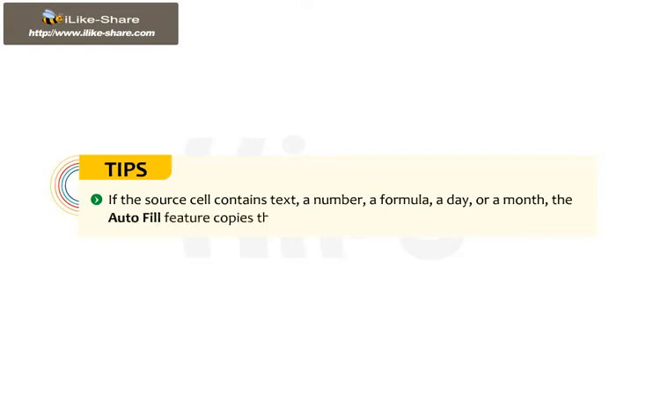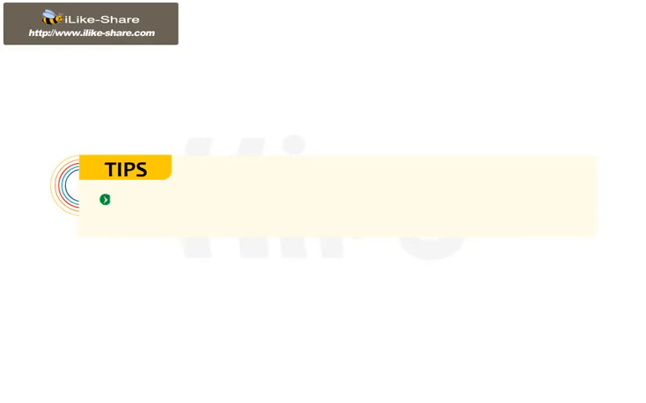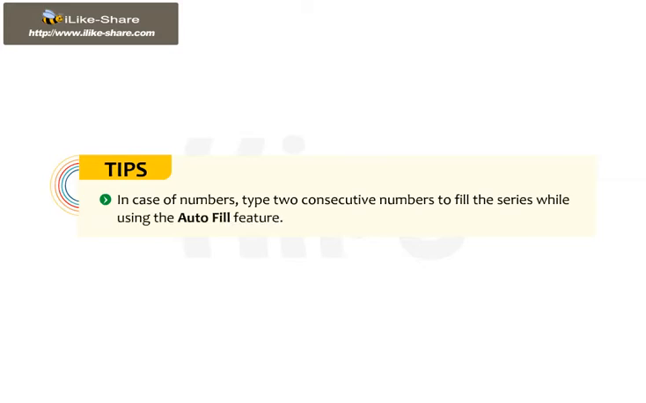Now let me give you a few tips. If the source cell contains text, a number, a formula, a day or a month, the autofill feature copies the data from the source cell to the destination cells. In case of numbers, type two consecutive numbers to fill the series while using the autofill feature.